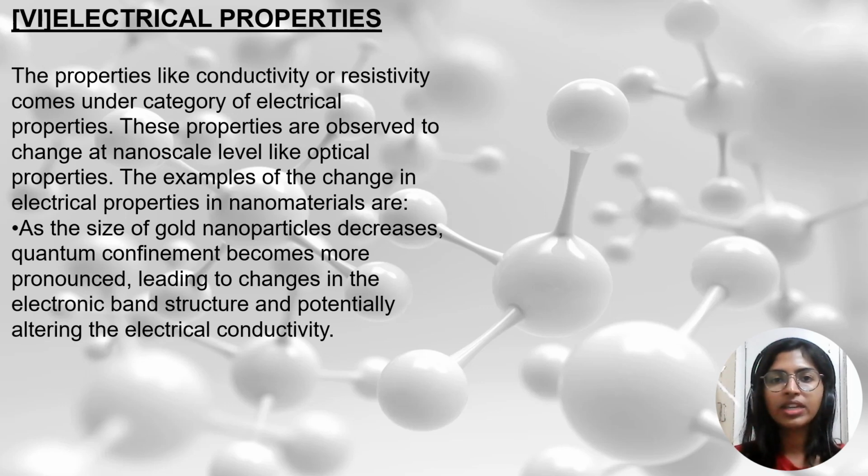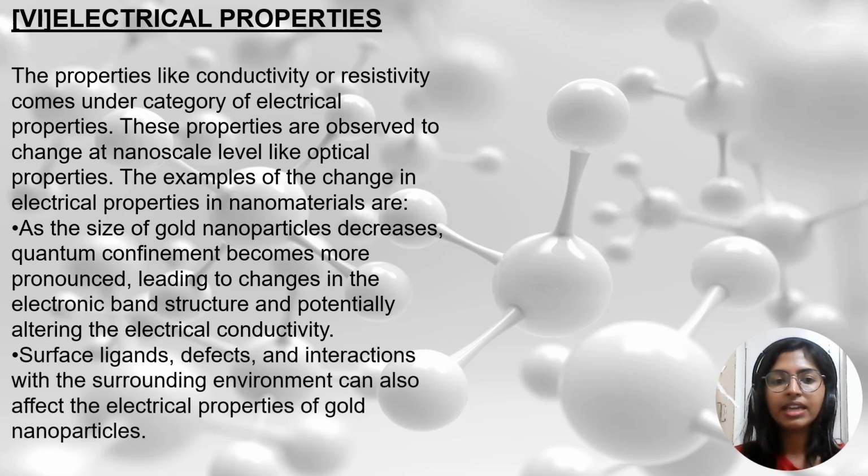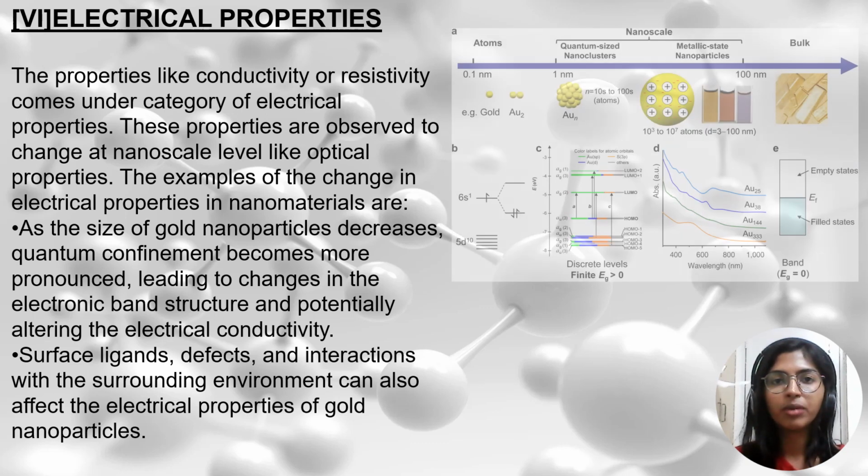In simple words, we can say that as the nanoparticle size decreases, the gap or the distance between the conduction band and valence band increases. That is, the energy gap distance increases, which alters the electrical property of the material. Surface ligands, defects, and interactions with the surrounding environment can also affect the electrical properties of gold nanoparticles.